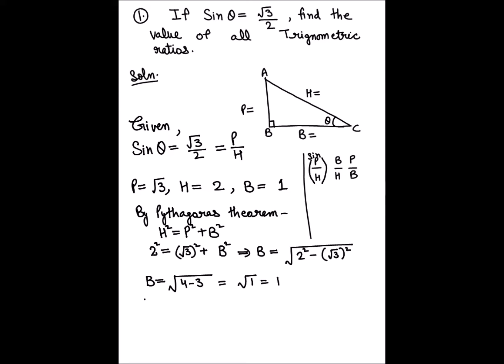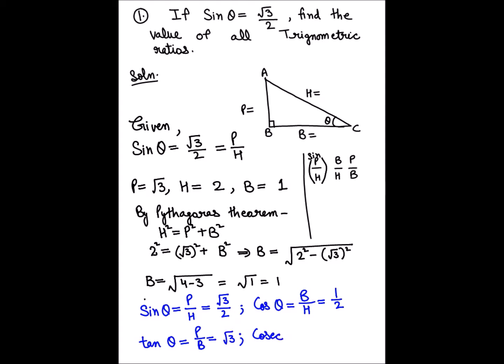We can use these values to find the trigonometric ratios. So sine theta, which is already given, is perpendicular upon hypotenuse. That means perpendicular is root 3 upon hypotenuse is 2. So the value of sine theta is root 3 upon 2. Similarly, cos theta is equal to b upon h, and our value of b is 1 and h is 2, so the value of cos theta is 1 upon 2. Same goes for tan theta, which is equal to p upon b. P is root 3 and b is 1, so root 3 upon 1 is root 3 itself, so the value of tan theta is root 3.